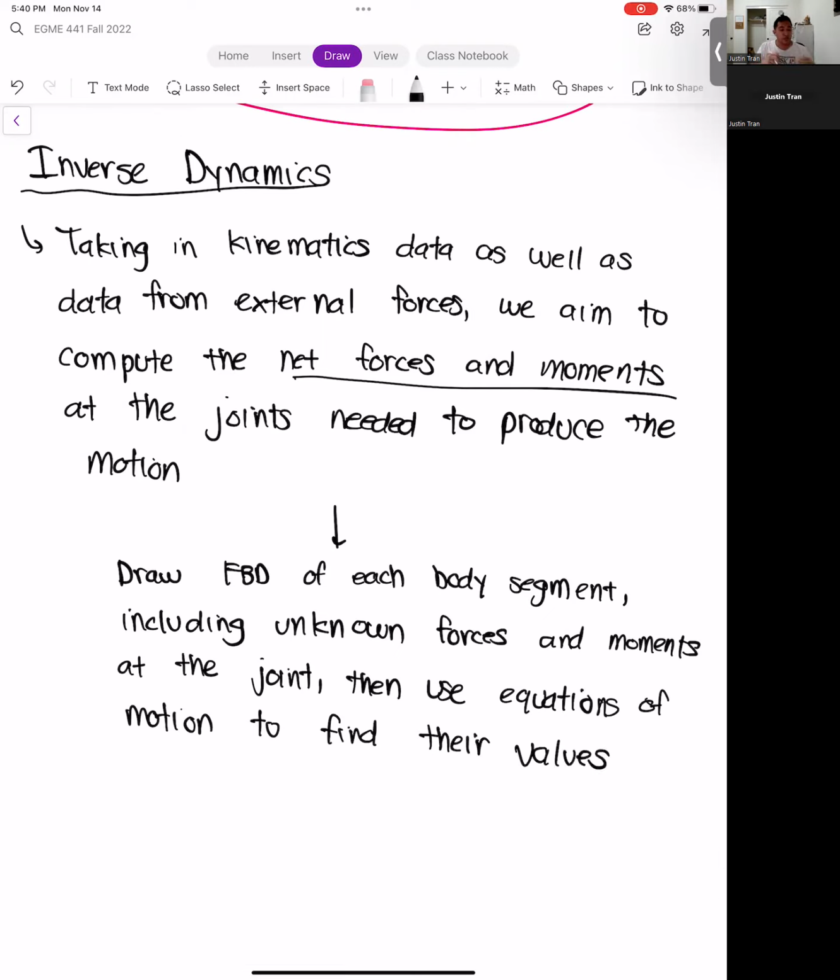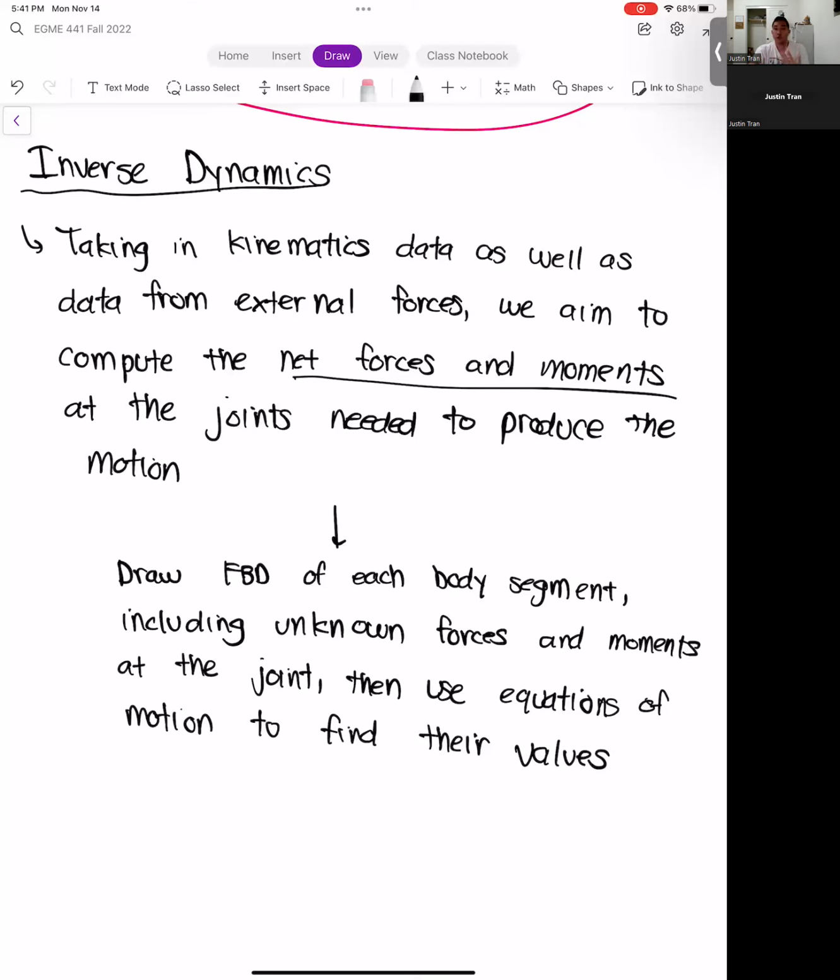And so that's all that there really is to inverse dynamics. You're forming free body diagrams, including these internal forces, and using the equations of motion to find those forces. The only nuance to this is that when you're including the unknown forces and moments at the joints, they're going to be affecting two different body segments, because that's the definition of the joint. It is the intersection between two adjacent body segments. And so when you're drawing the directions for these internal forces and moments, you want to make sure that the directions are opposite on the two different segments.